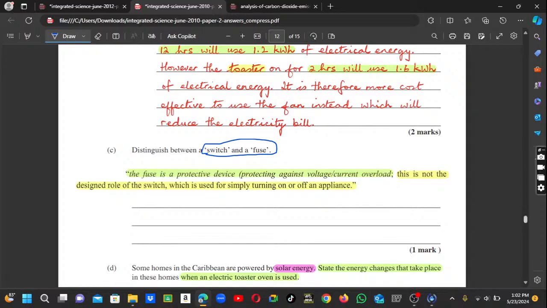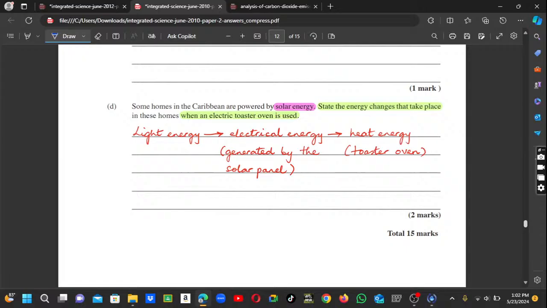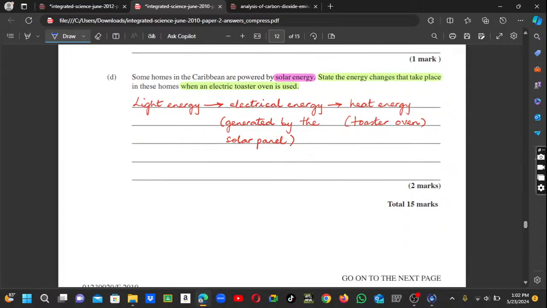All right, good. We're almost through. It says some homes in the Caribbean are being powered by solar energy. So we need to state the energy changes that take place in these homes. When you're talking about an electric toaster oven being used, light energy would normally be converted to electrical energy.